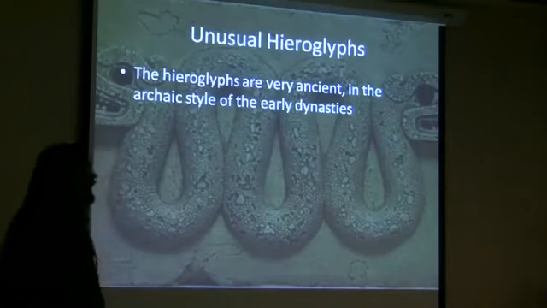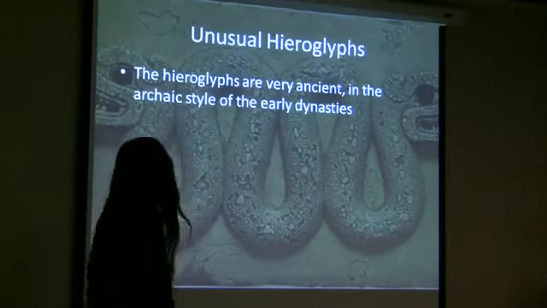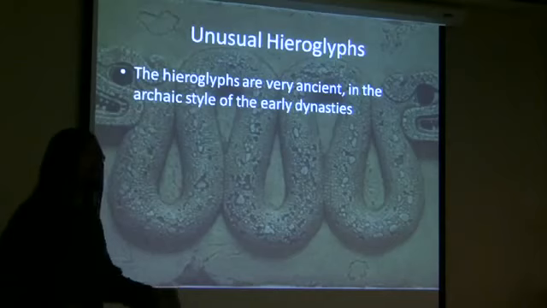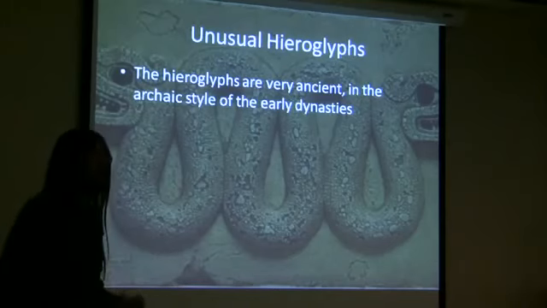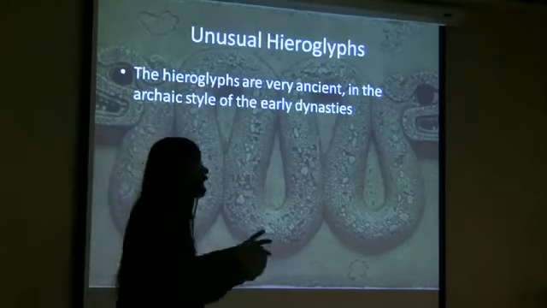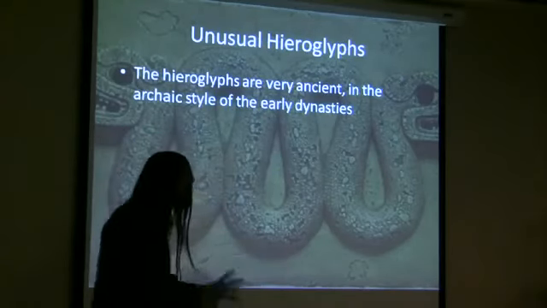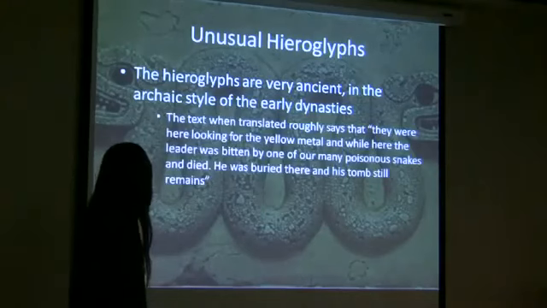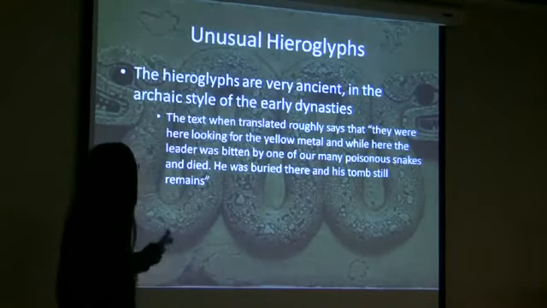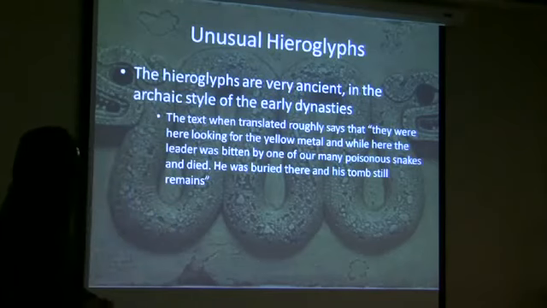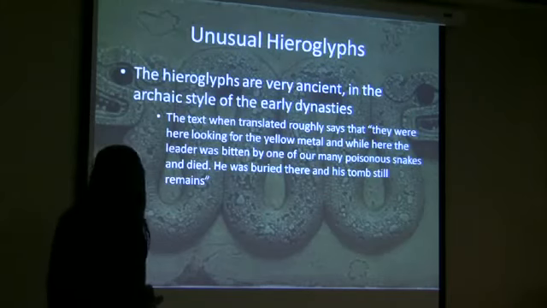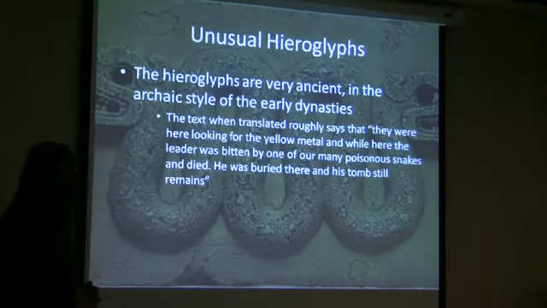The hieroglyphics are ancient. They're an old style, so they relate to the early dynasties of Egypt. They're not more of the modern Egypt we associate with the pyramids. They're actually a lot older than that. Okay, so Egyptian hieroglyphs evolved over time. Those ones that you saw there were in the style of the early hieroglyphs. It's interesting because the text, when roughly translated on some of the stones that remain, tells a story. It says they were here looking for the yellow metal, and while here the leader was bitten by one of our many poisonous snakes and died, he was buried here and his tomb still remains.